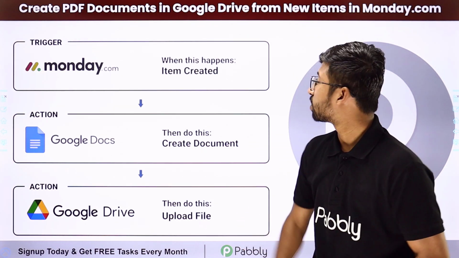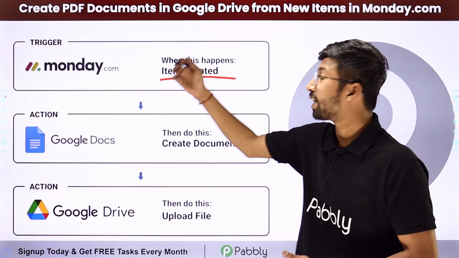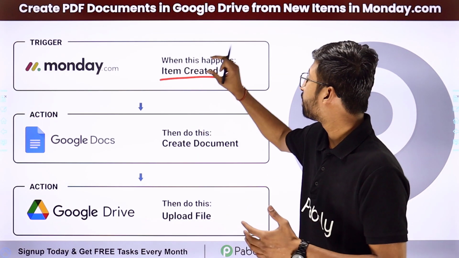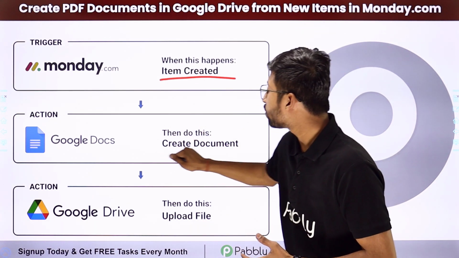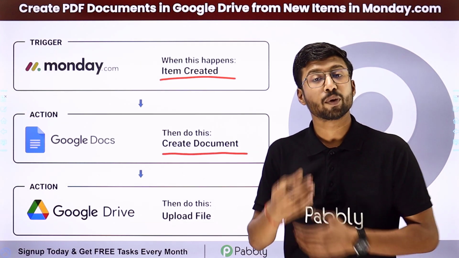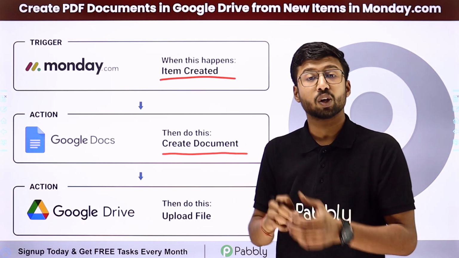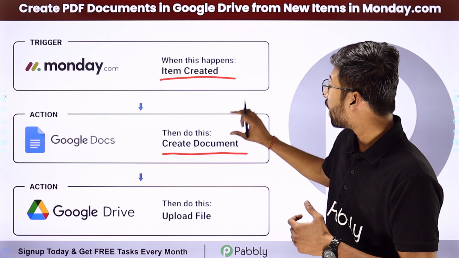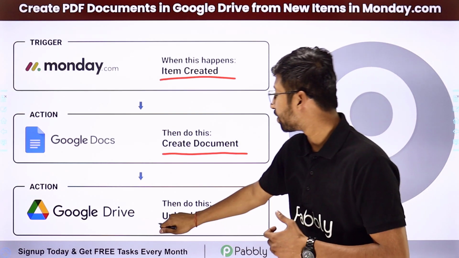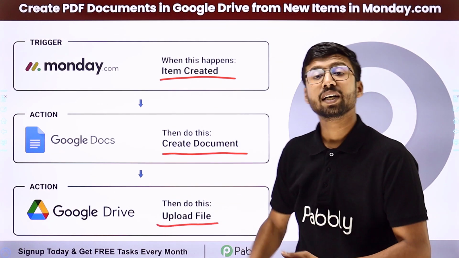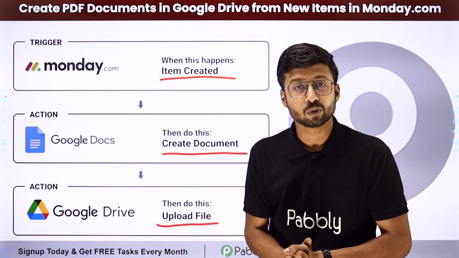So using this automation, whenever a new item is created in mundane.com, automatically with the same item details, we are going to create a document in Google Docs. We are going to enter those new item details into a document. And after that, we are going to upload the new document which we have created using Google Docs as a PDF file in our Google Drive, into a specific folder.